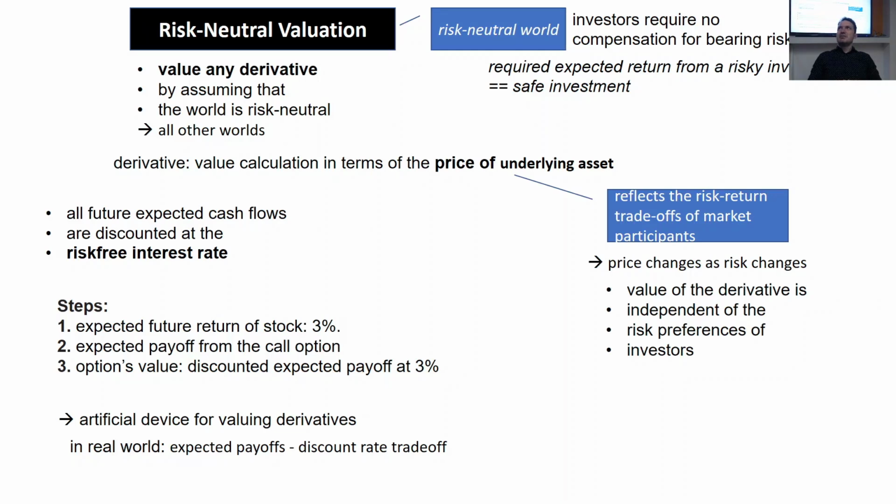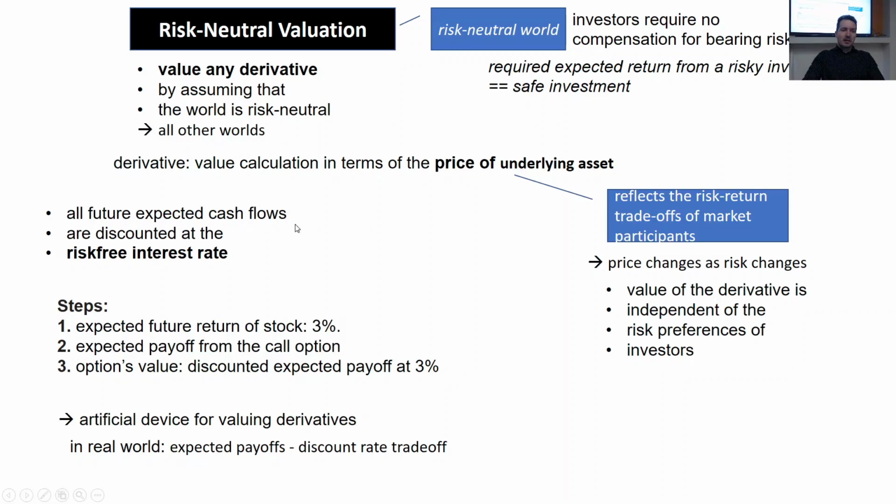like the partner risk of the derivative, so the counterparty risk is not added. That's why they are trying to compensate this at the level of the margins, but not in the pricing equation. So the value calculation in terms of the price of the underlying asset will reflect the risk-return trade-off among market participants. So the value of the derivative is independent of the risk preferences of the investor. So this is really important.